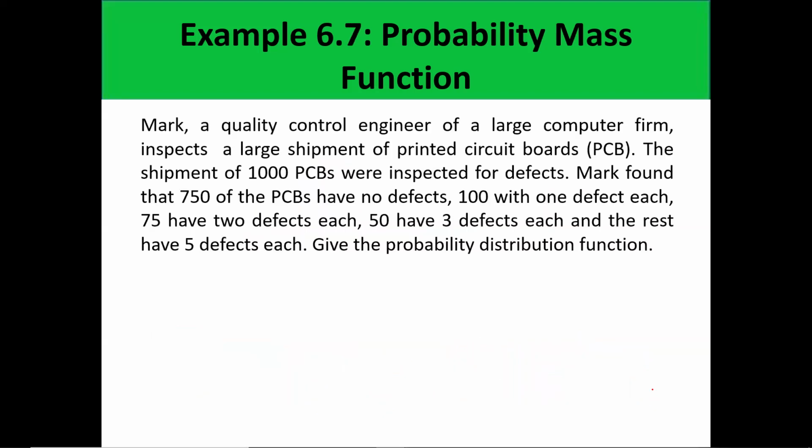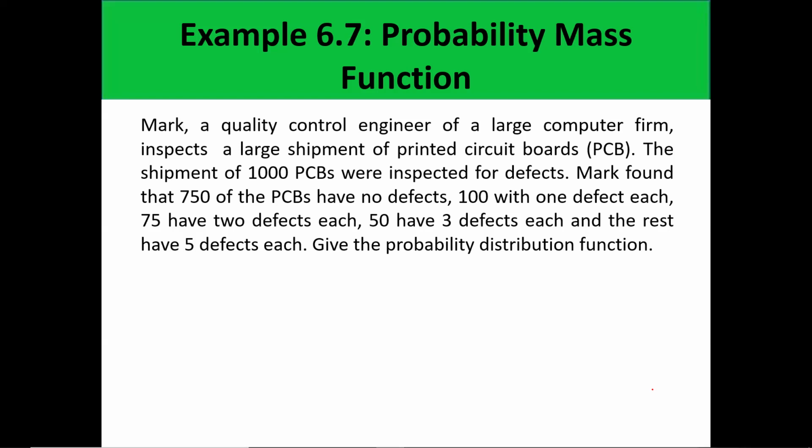Okay, another example. Mark, a quality control engineer of a large computer firm, inspects a large shipment of printed circuit boards or PCB. The shipment of 1,000 PCBs were inspected for defects. Mark found that 750 of the PCBs have no defects, 100 with one defect each, 75 have two defects each, 50 have three defects each, and the rest have five defects each. Let us give the probability distribution function.